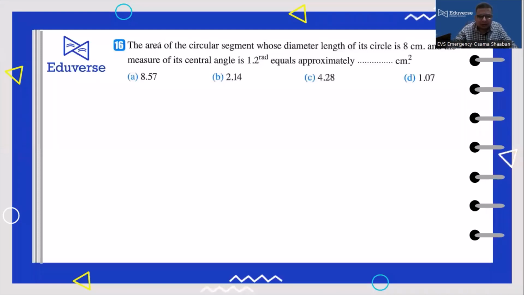Question number 6. The area of the circular segment whose diameter length is 8. So the radius now equals 4. Yes, 8 is the diameter, so the radius is half the diameter, half of 8 will be 4. And the measure of its central angle in radian here is 1.2. So theta equals 1.2 radian. Equal approximately what? Yes, the area.